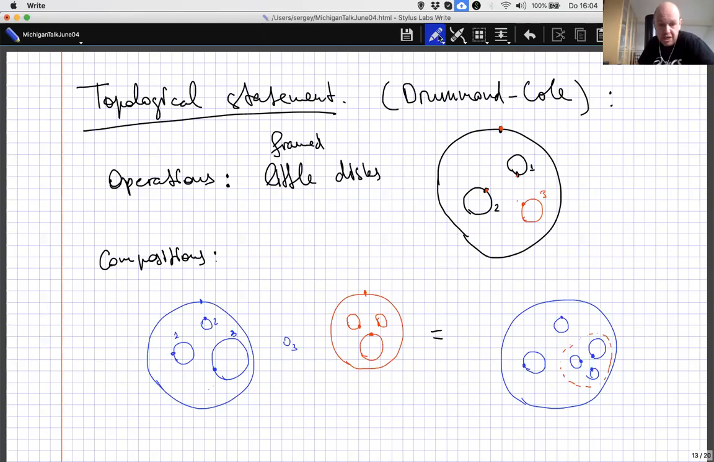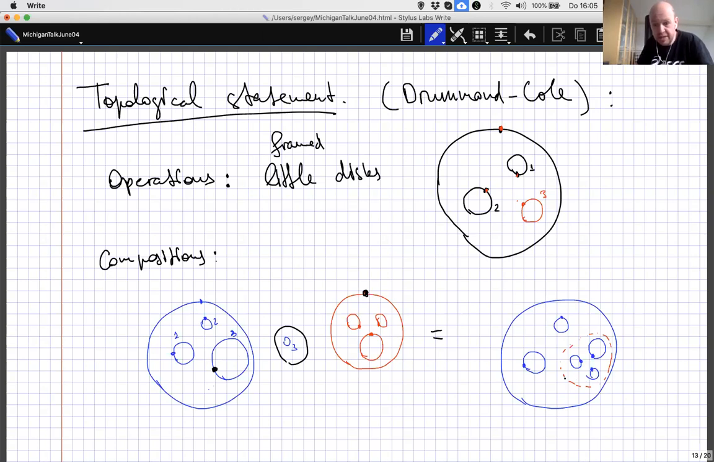In this case, I can do the following. You see, I have this configuration of disks, and I want to apply a partial composition, so it's circ 3, with another configuration of disks. What would I do? I would take this big disk and rotate it as a whole in such a way that this label here would match that label there. Then I rescale it to match the size of this disk and put it there inside, right?